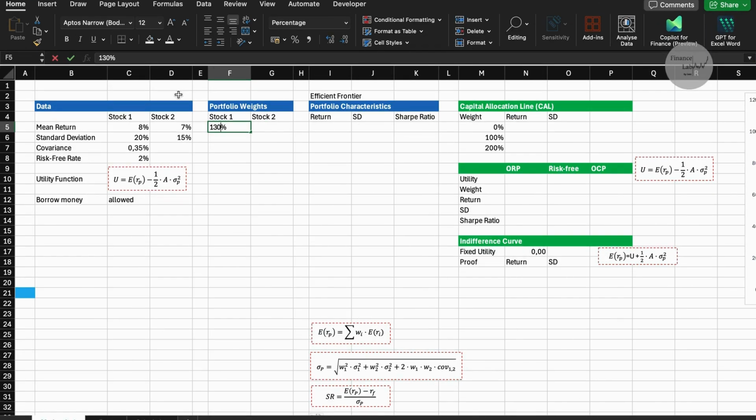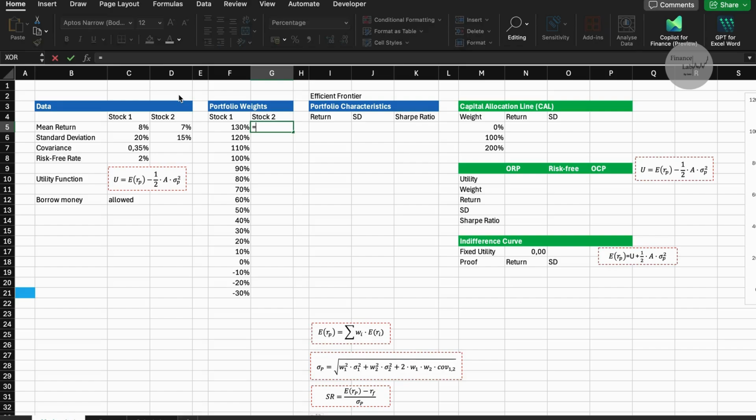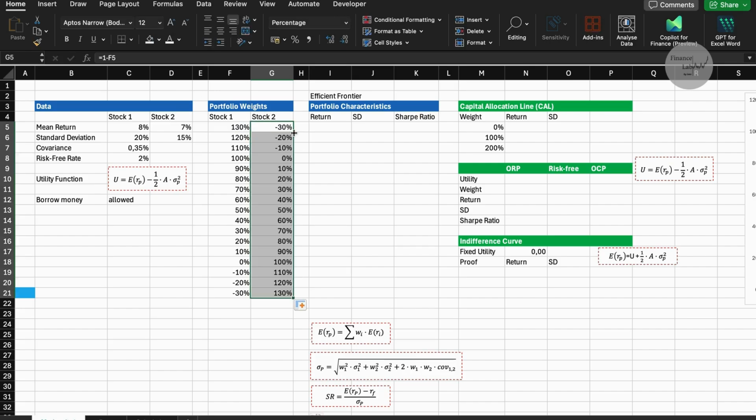Now let's start with the weights for Stock 1. Our first weight will be 130%. The following weights are calculated by subtracting 10% from the previous weight, starting with 130%. For Stock 2, we use the property that the portfolio is 100% in total. Therefore, we can calculate the weight of Stock 2 as 1 minus the weight of Stock 1.